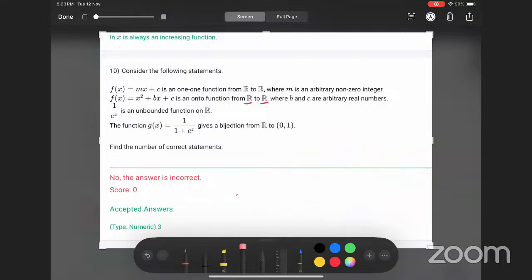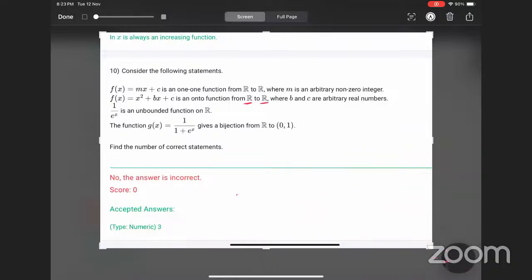So the composition was one way, and if you want to prove it generally, then you have to go via the definition basically. That means you have to take random x1 and x2 such that they are not equal. Then you have to somehow prove that g of x1 is not equal to g of x2.